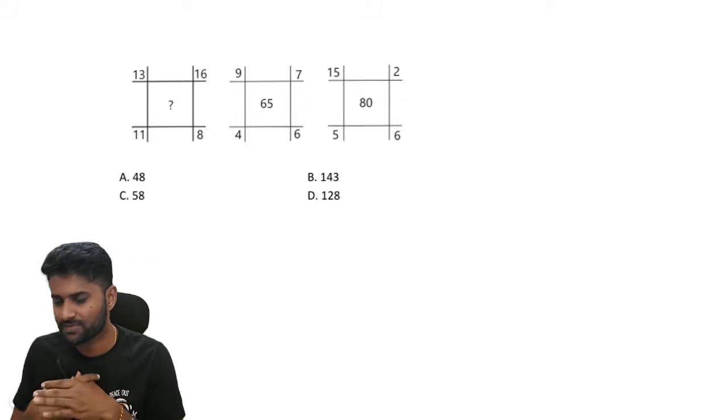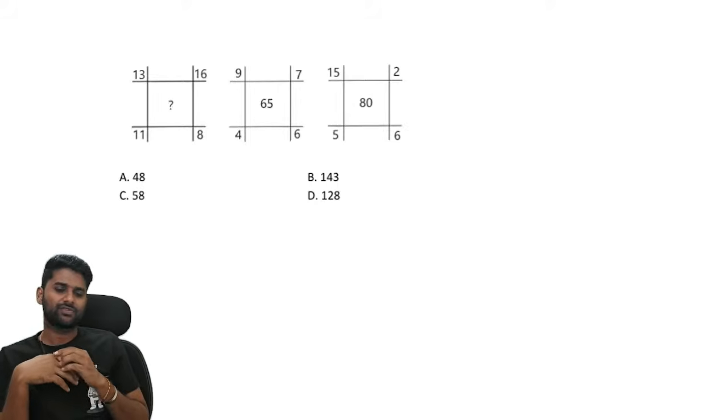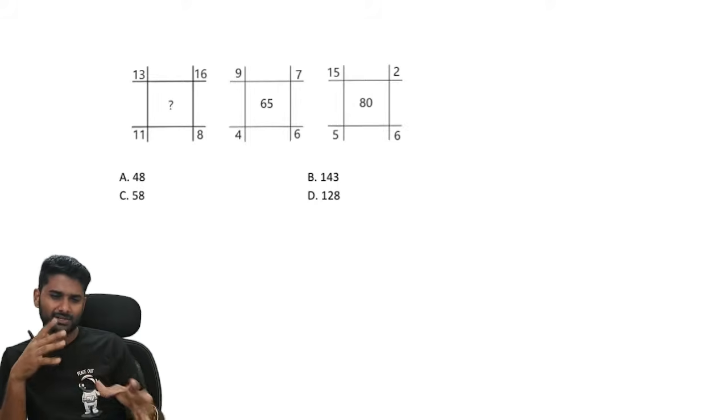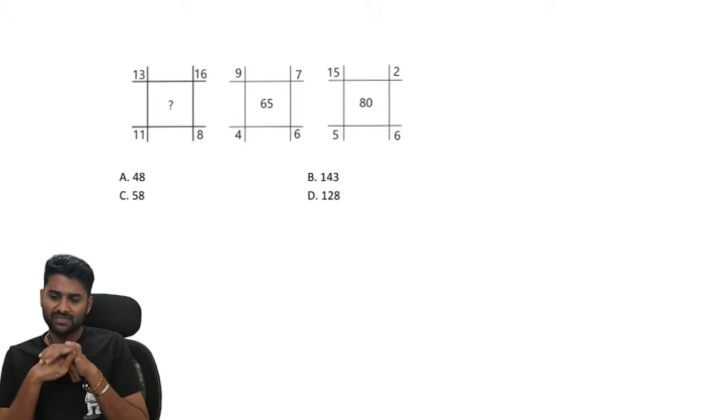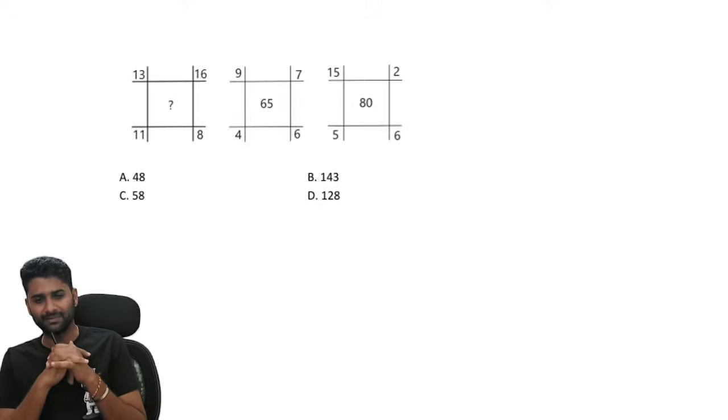Think which mathematical operation we should consider, either adjacent or diagonal, addition, subtraction, multiplication, division. Which one is better to get the middle number?